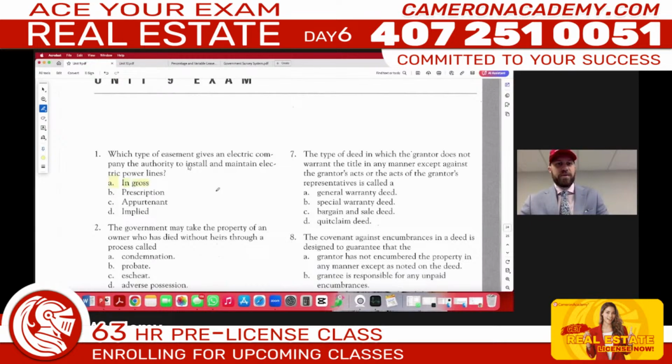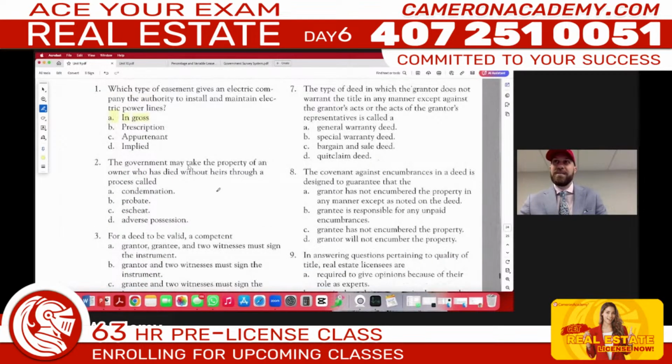A, in gross, also known as utility easements. You could write down utility easements next to that if you want. Utility easements. Like power lines, the green electric boxes sitting on people's front lawns. These are examples. The right for a utility company to have access to your property for utility purposes, even if it's located in your backyard, behind your fence. They have the authority to access those boxes and whatever items are associated with utilities.